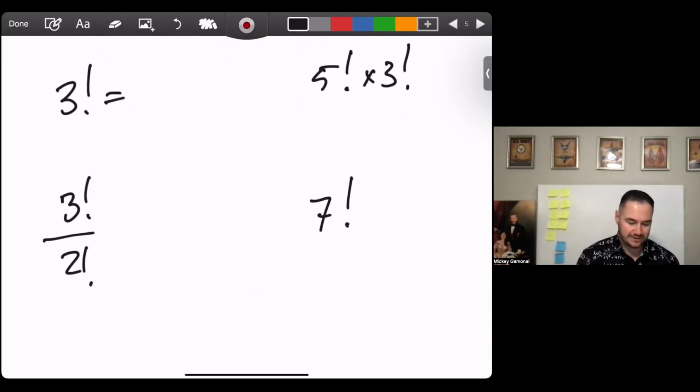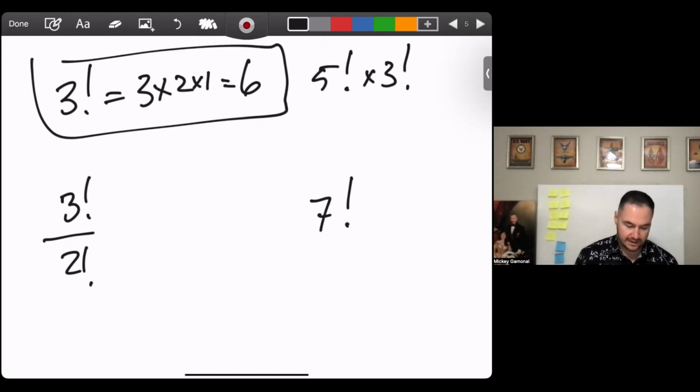So 3 factorial is going to be 3 times 2 times 1, which equals 6. That one's a check. Easy money, right? 3 factorial, we know is 6. 2 factorial, we know is just 2 times 1, or 2. And so 6 divided by 2 is 3.